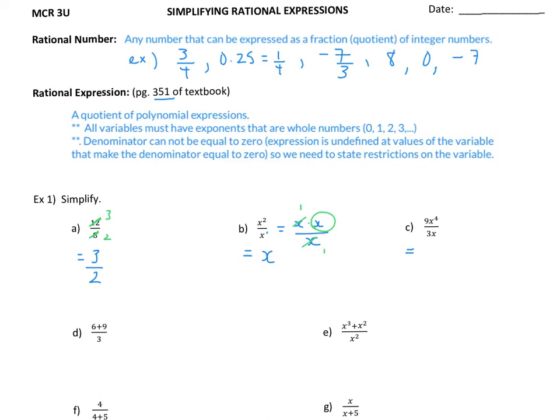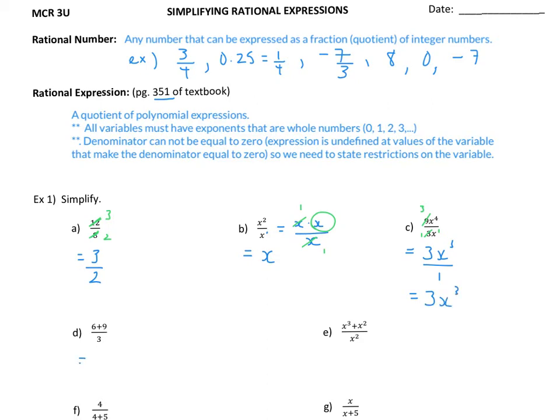Okay, so now we have a monomial divided by a monomial in part C. We're going to treat it like a 9 divided by 3. 9 can divide by 3 3 times. 3 divides by 3 once. So the 9 becomes a 3, the 3 becomes a 1. And then as far as the x's go, I've got 4 x's on the top and 1 on the bottom. It's going to be 4 take away 1, or x to the 3. So this is going to equal 3x to the 3. And then on the bottom we would just have a 1, but we would normally just write that in simplified form as 3x cubed.